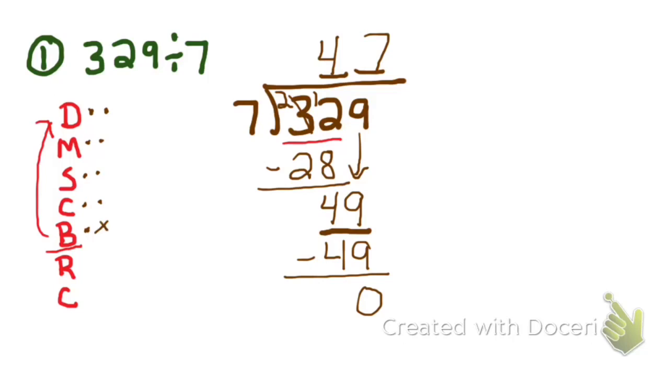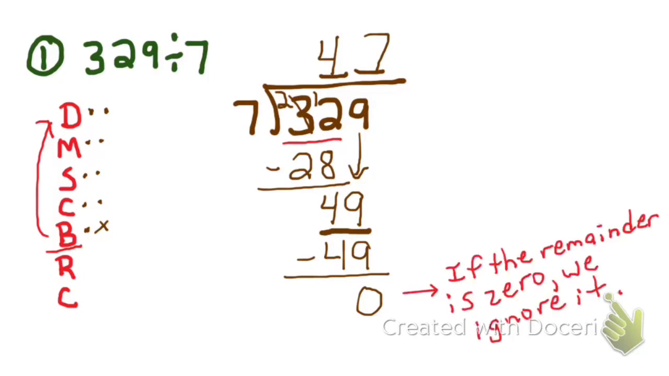Once there's nothing to bring down, I move past the B to the R. R means remainder. Is there a remainder? Well, it looks like my remainder is 0. And if a remainder is 0, we ignore it. So I'm going to X out remainder because there really isn't one. It's a 0. And C stands for circle your final answer.